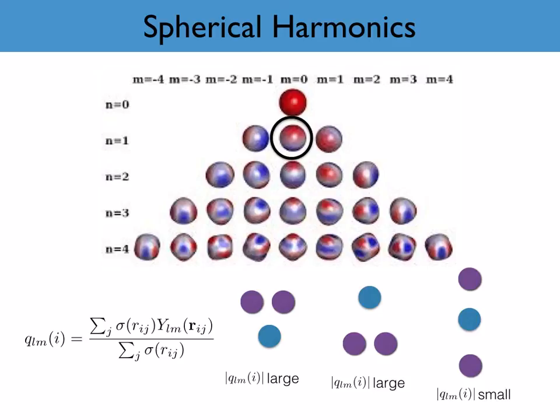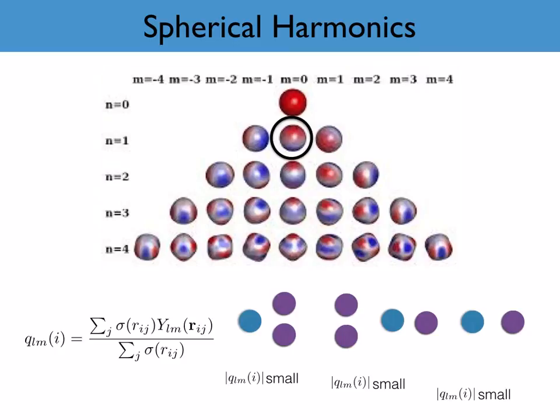Suppose now that I rotate my frame of reference by 90 degrees. Now all three configurations have small QLM values because there are no bond vectors pointing to red or blue patches. In these non-red or non-blue regions, the value of YLM is 0. The configurations are to all intents and purposes the same, however. It is simply that our frame of reference has changed.